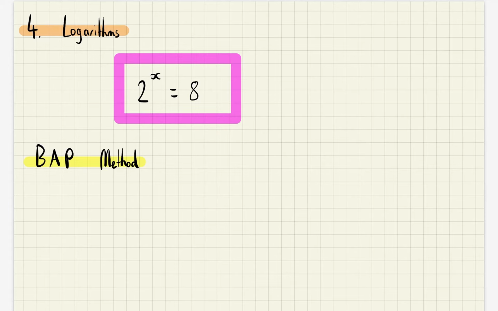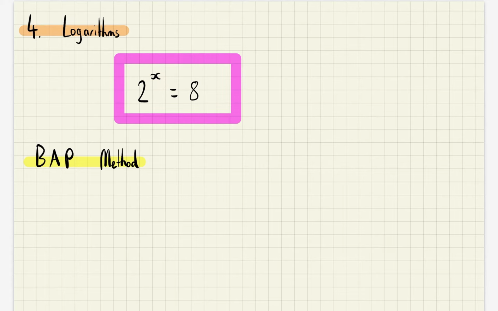So first of all, the reason why you want to use a log is when you get something that looks like this. So if you had 2 to the power of x is equal to 8, in normal algebra and equation solving, we don't have the tools yet to be able to identify what this value is. That's why we need logs. Logs will let us find this x value.